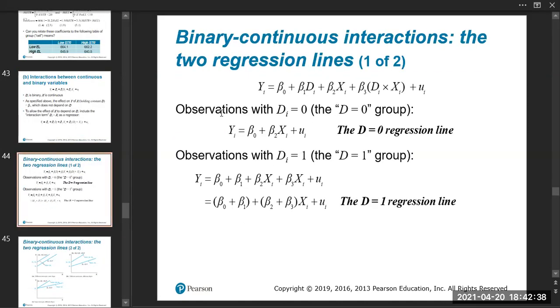Everything is the same. We want to have two effects. We want to have the effect of X on Y when D is 0. We want to have the exact effect of X on Y when D is 1. So we put D equals 0 and D equals 1 into the regression. So then now we have two regression lines. There is a D equals 0 regression line, and there is a D equals 1 regression line. How do we think about this? You can think of that.